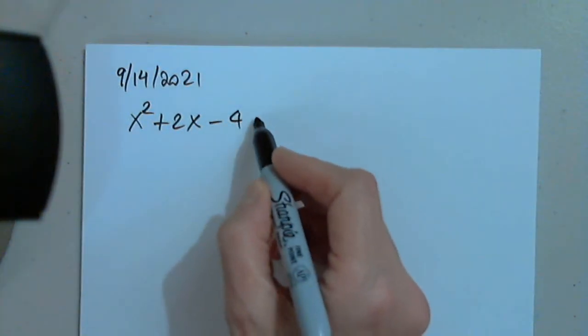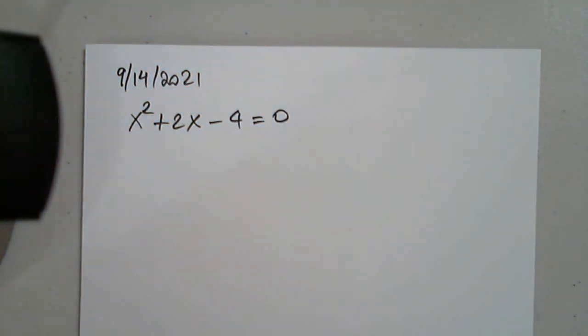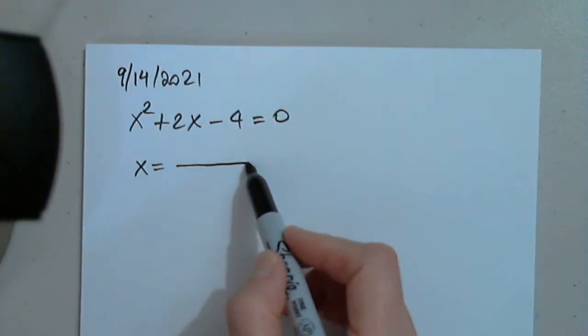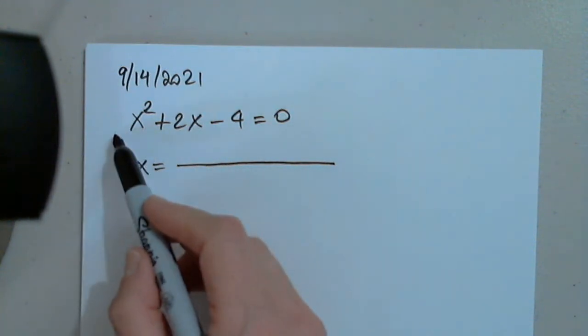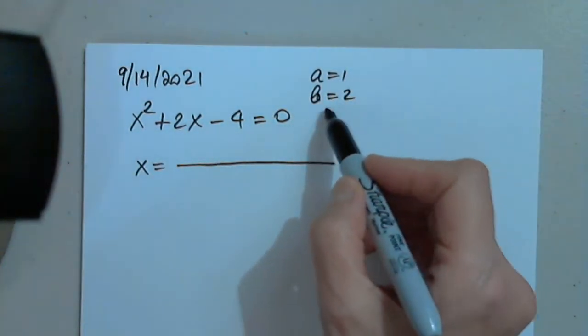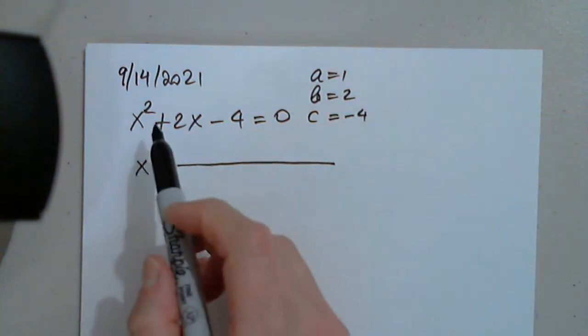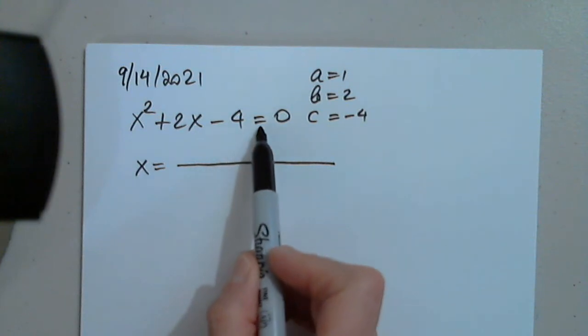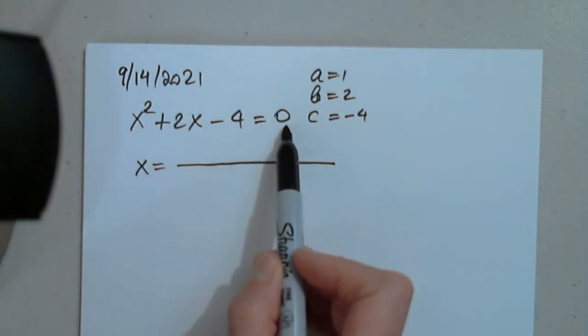4 equals 0. Okay, so we are asked to solve this equation using the quadratic formula. Okay, very good. So then we remember that it's negative b, so a is 1, b is 2, and c is negative 4. Remember, when you use the quadratic formula, you have to have everything in descending order. You have to have the equal symbol, and you have to have 0.